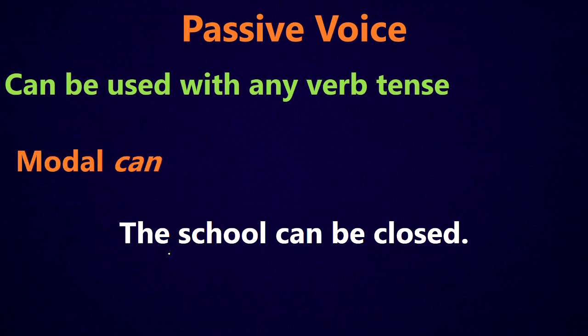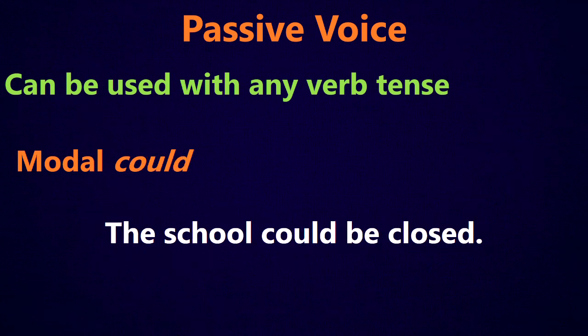Or we can use modals. The school can be closed. So instead of changing the be verb here, we just leave it as the base form and we add can before it. So can be closed. So again, we have the be verb plus the past participle, and we're just adding the modal there.